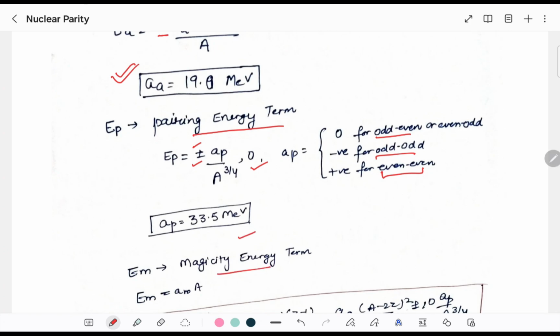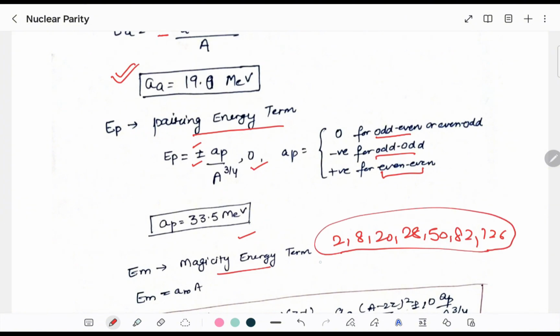Last one is the magicity energy term, which is contributing to the magic numbers, which are 2, 8, 20, 28, 50, 82 and 126. These are the magic numbers. If the nuclei contain these numbers of nucleons, then we will say that it is contributing to the binding energy term in the positive way.